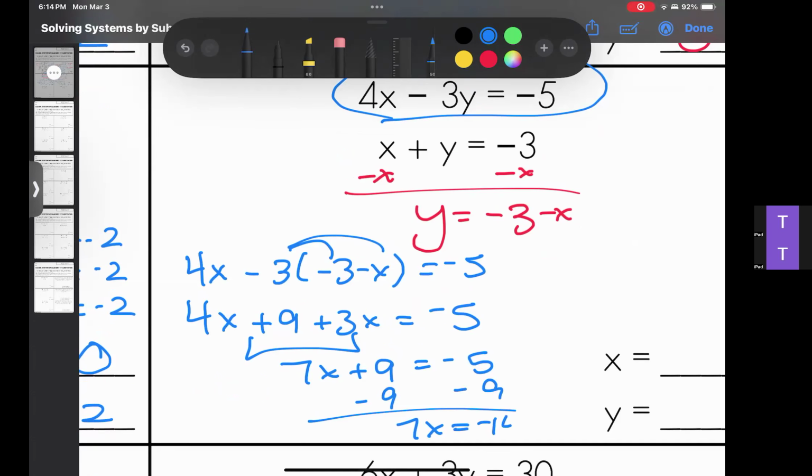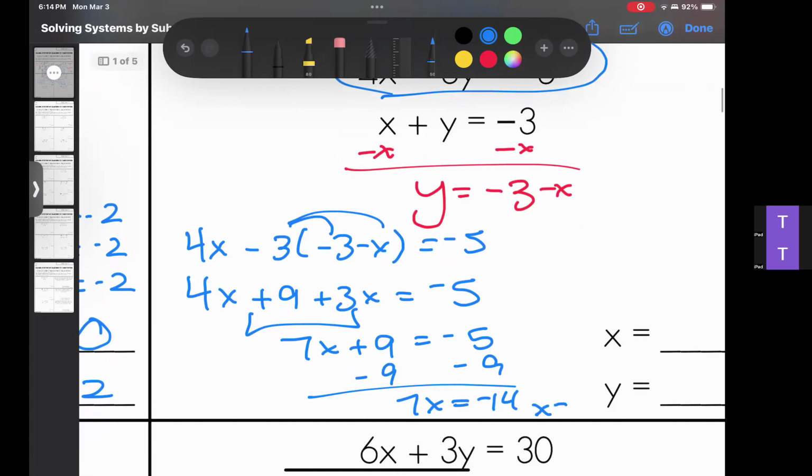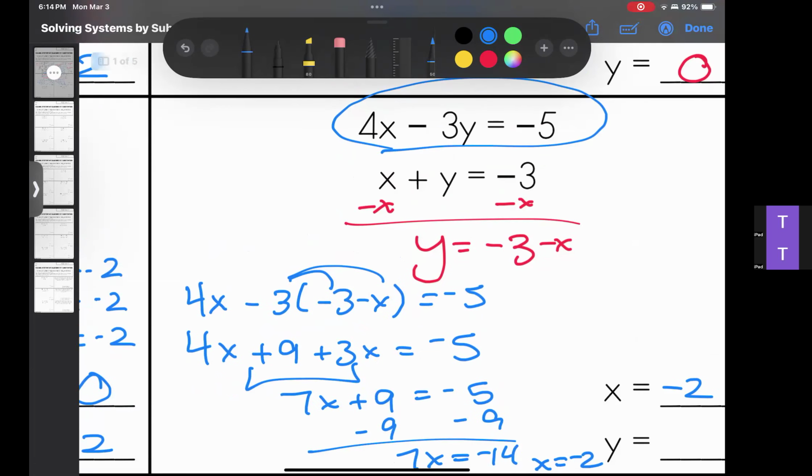7x is equal to negative 14. X is equal to negative 2. And then I'm going to substitute it in here. So I've used the top equation. I'm going to put negative 2 in here. I have negative 2 plus y equals negative 3.